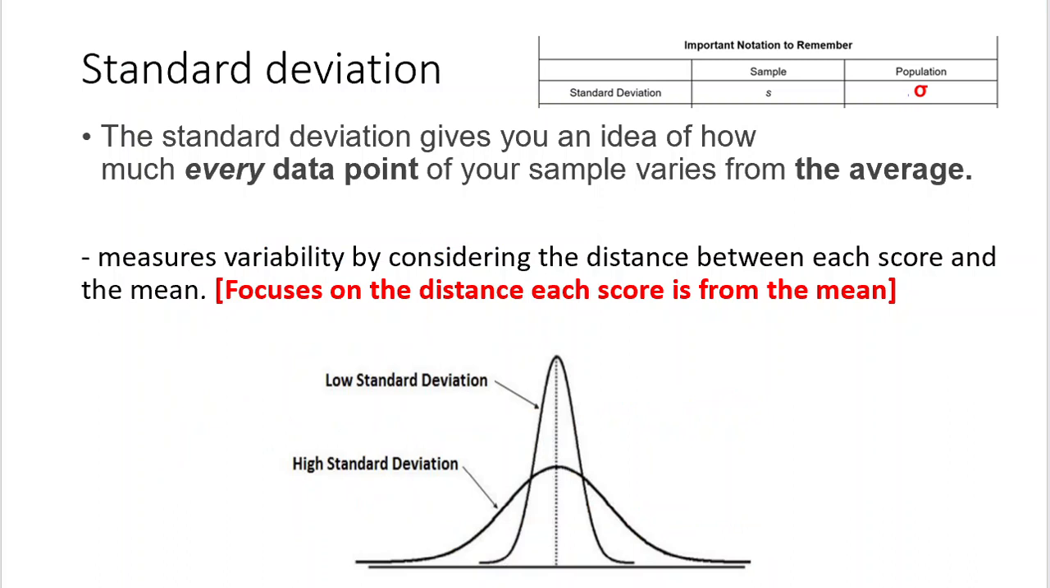And here enters standard deviation. Standard deviation gives you an idea of how much every data point of your sample varies from the average. So it's a measure of variability by considering the distance between each score and the mean. And it focuses on the distance each score is from the mean. So this is a more precise way of getting information about your data.